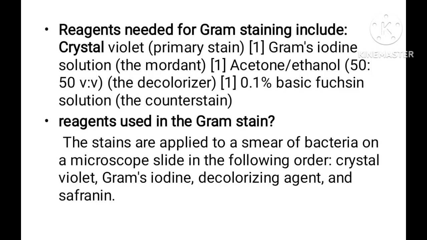Number 7, reagents used in the gram staining technique. Reagents needed for gram staining include crystal violet, which is the primary stain, number 1, gram's iodine solution, acetone, ethanol, and basic solutions also. These are the reagents used in the gram stain.